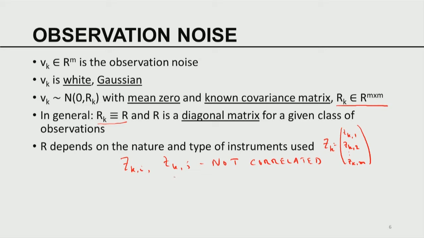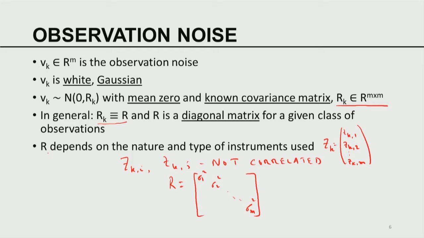This implies that the matrix R is essentially a diagonal matrix: sigma 1 squared, sigma 2 squared, up to sigma m squared, where sigma i squared is the variance associated with the measurement of the ith component of the observation vector. These are simplifying assumptions. These assumptions are pretty close to reality.